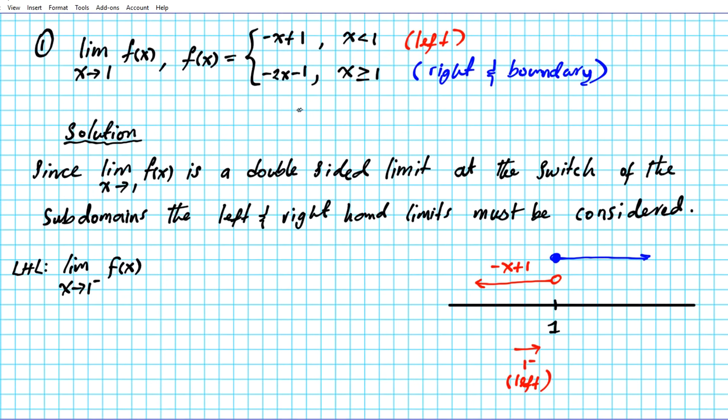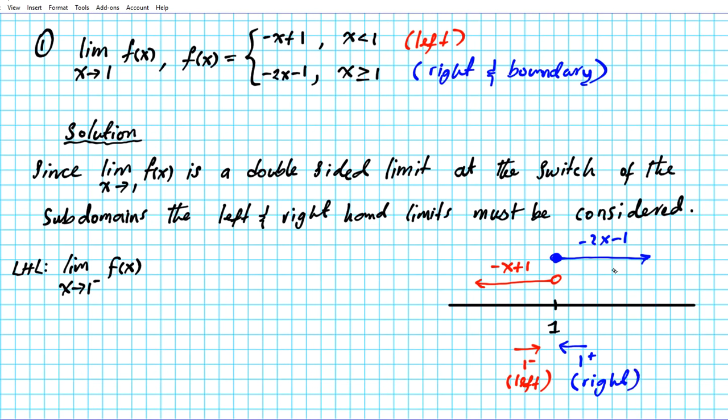Okay? On the right side of our subdomain, including the boundary, do you see the function that's active there? The function that's active is the second one. So for any x value that starts from 1 and goes to infinity, the function negative 2x minus 1 is active.